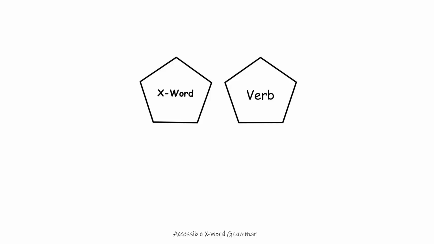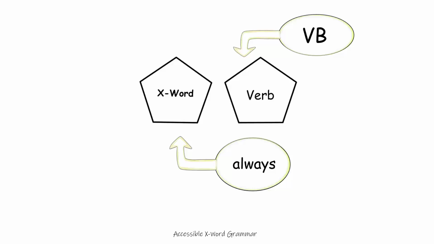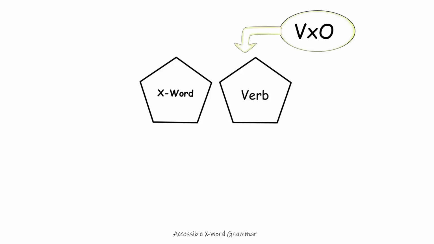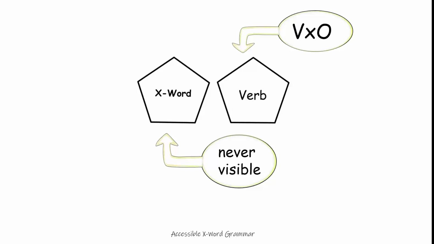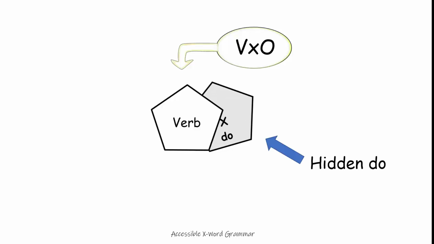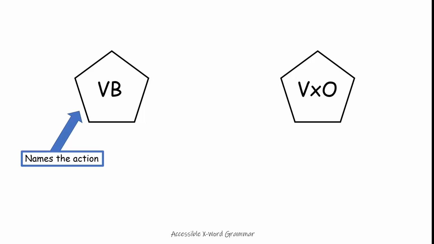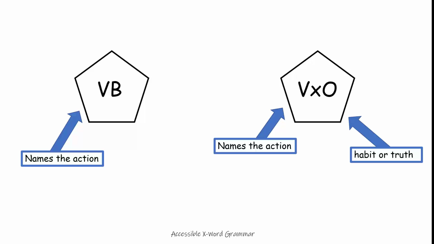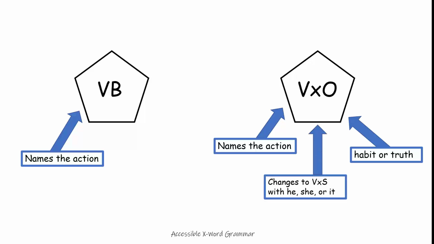Let's compare them. With the base form VB, you always see an X word. With VxO, you never see an X word because the X word, do, is hidden behind the verb. It only comes out when it is needed to make questions and negatives. The base form names the action. The VxO names the action, but it also tells you that the action is a habit or truth. The VxO changes to VxS when the subject is he, she, or it.